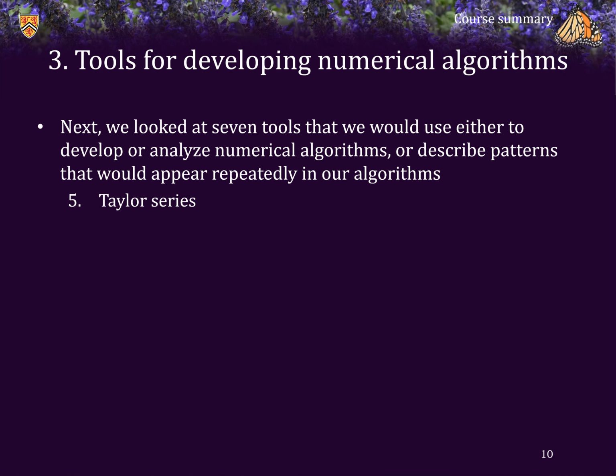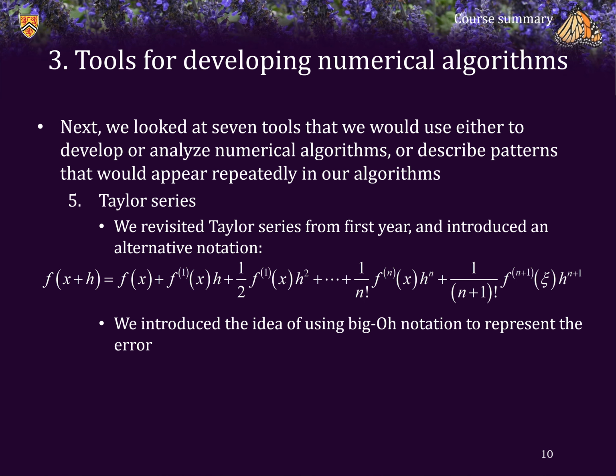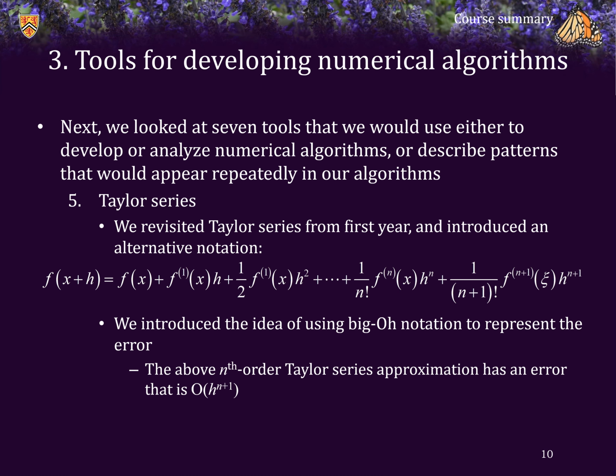The fifth tool is Taylor series. Now, we revisited Taylor series from first year and we introduced an alternative notation. Rather than writing it in terms of a point x0 and an unknown value x, we instead wrote the function as f at x plus a small value h in terms of the value of the function and its derivatives evaluated at the point x. We also introduced the idea of using big O notation to represent the error. Consequently, the above nth order Taylor series approximation has an error that is big O of h to the n+1.